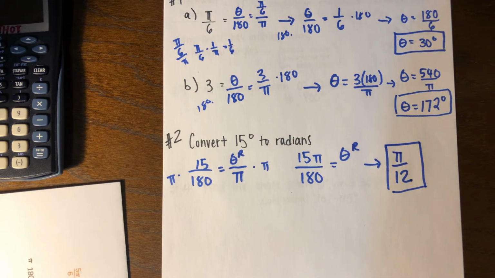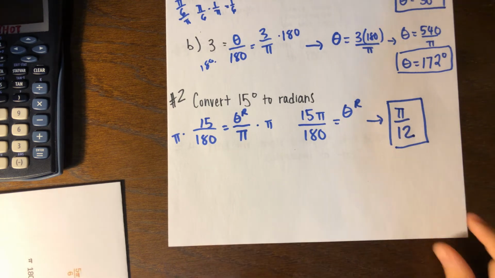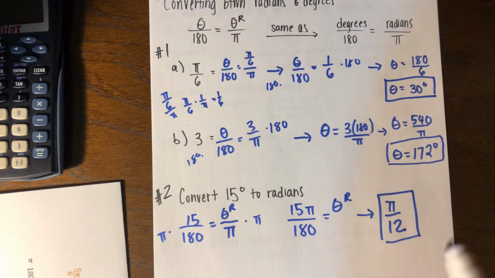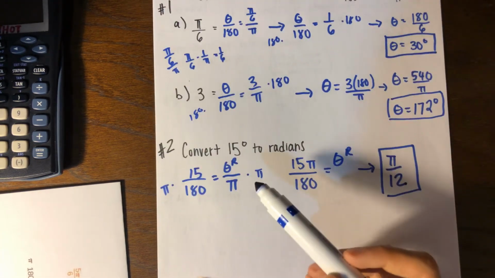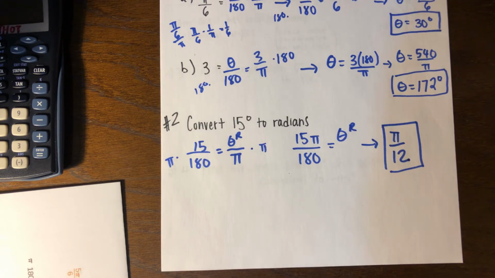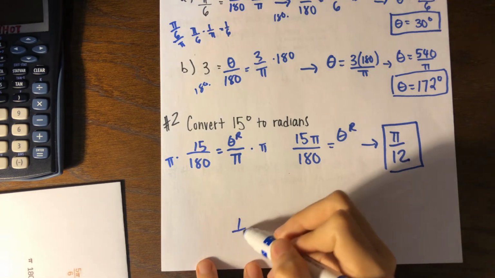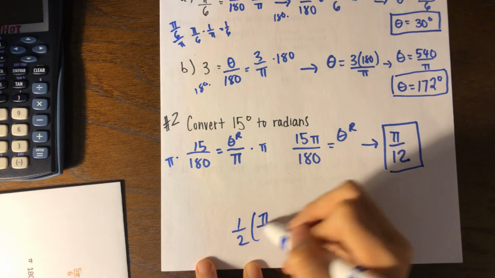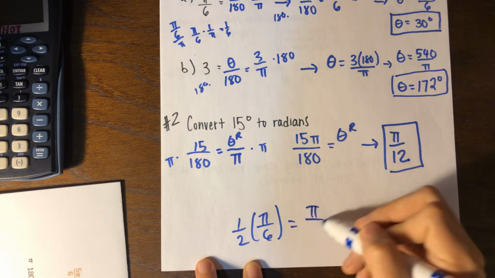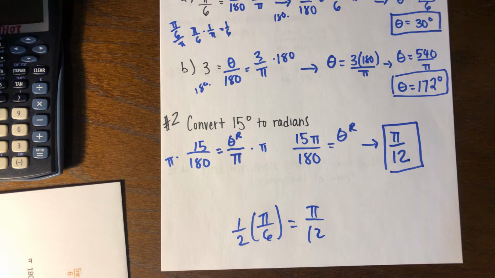So that's definitely our answer. Another way to think about this, we know that 30 degrees was pi over 6, and they're asking to convert 15 degrees. So we know half of 30 is 15. So if we took half of pi over 6, if I multiply straight across, I get pi over 12. So there's more than one way to think about this.